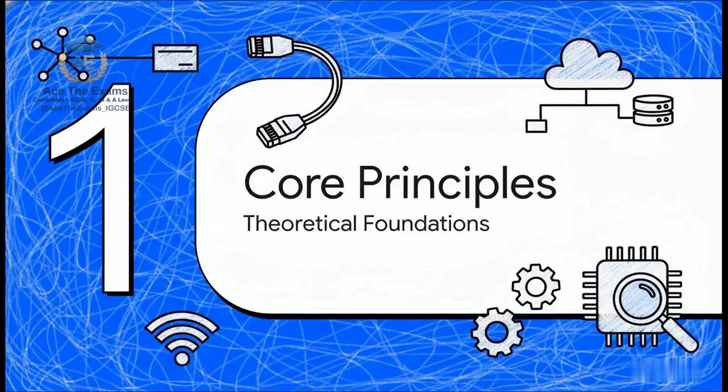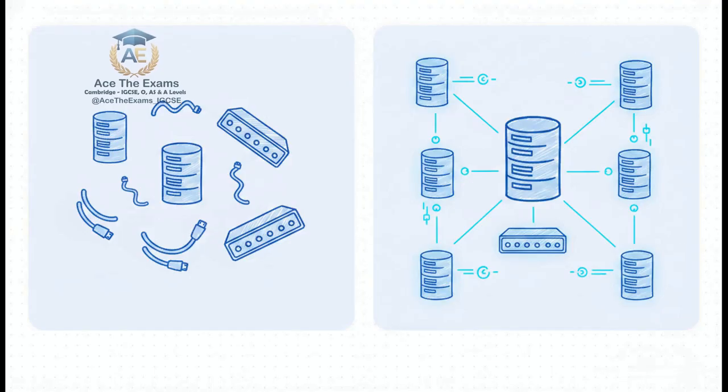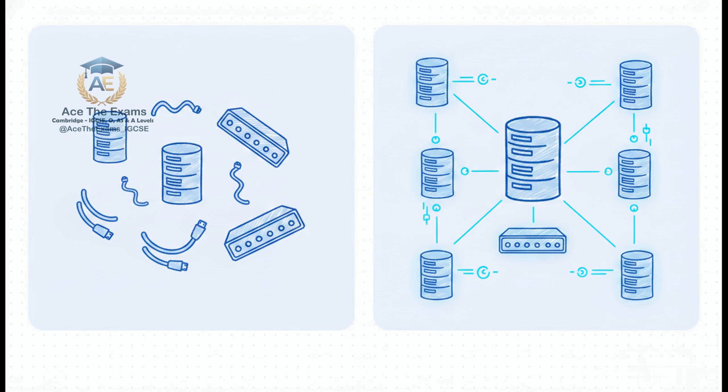Starting with Section 1, Core Principles. We are stripping away all the fluff right now to see what Cambridge actually wants from you. The Cambridge syllabus emphatically states that top-performing students exhibit connected, conceptual understanding that transfers to unfamiliar contexts. Let me break down what that actually means.